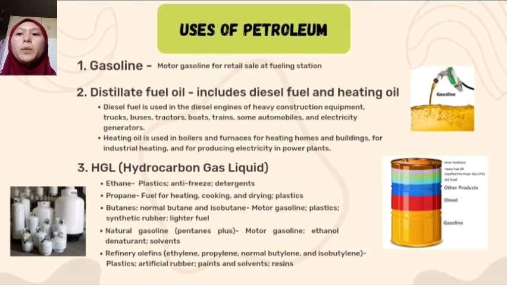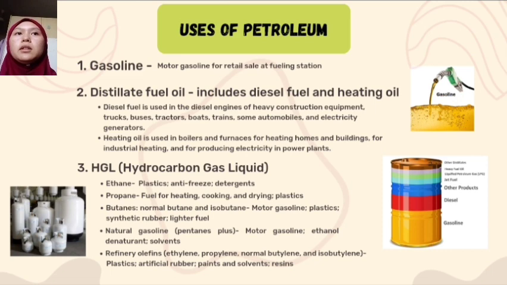The uses of petroleum. Gasoline is used as motor gasoline for retail sale at fueling stations. Next, distillate fuel oil, which are diesel fuel and heating oil. Diesel fuel is used in the diesel engines of heavy construction equipment, trucks, buses, tractors, boats, trains, some automobiles and electricity generators, while heating oil is used in boilers and furnaces for heating homes and buildings, for industrial heating and for producing electricity in power plants.